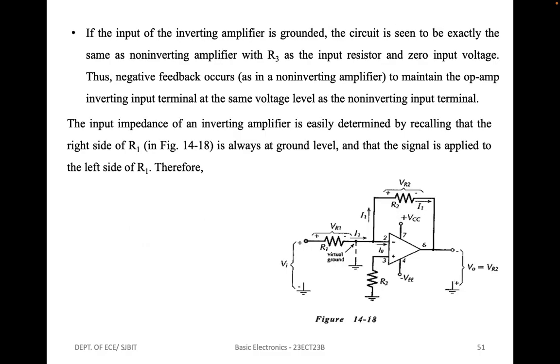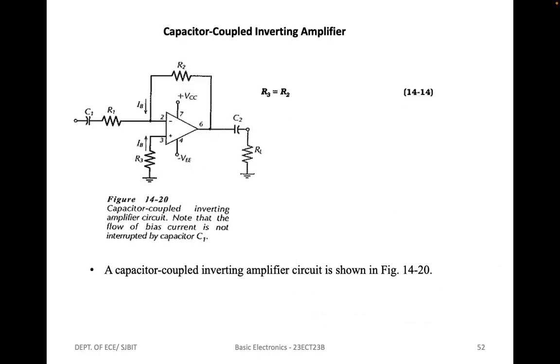If the input of the inverting amplifier is grounded, the circuit is seen to be working exactly the same as a non-inverting amplifier with R3 as the input resistor and zero input voltage. Thus, negative feedback occurs to maintain the op-amp inverting input terminal at the same voltage level as the non-inverting input terminal. The input impedance of an inverting amplifier is easily determined by recalling that the right side of R1 is always at ground level and that the signal is applied to the left side of R1.